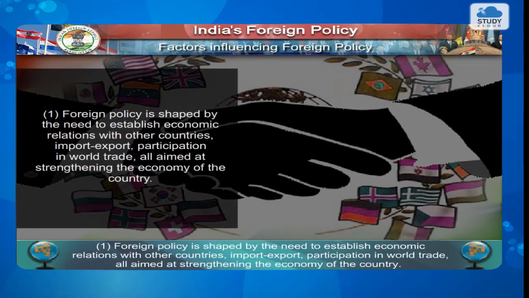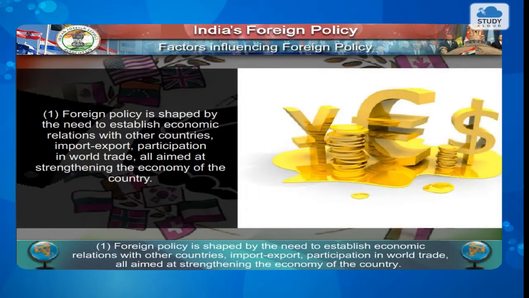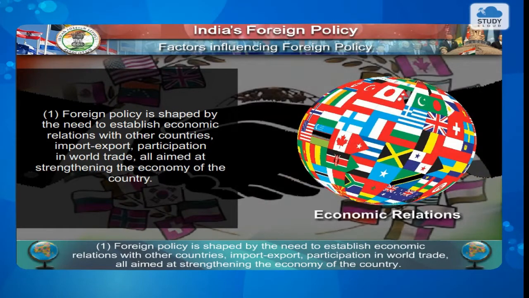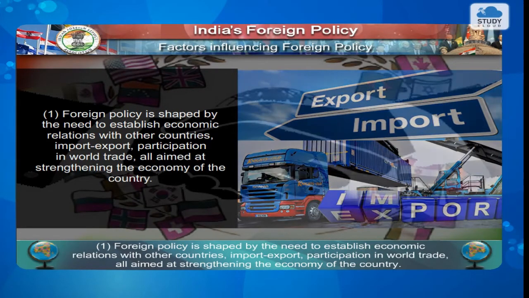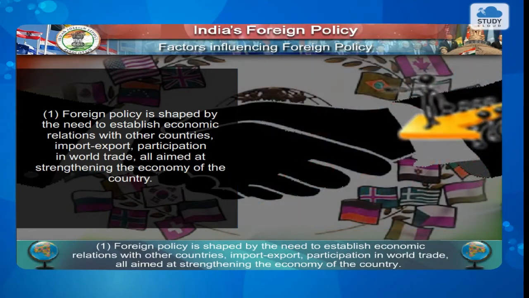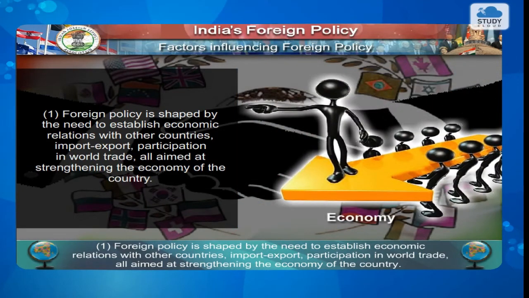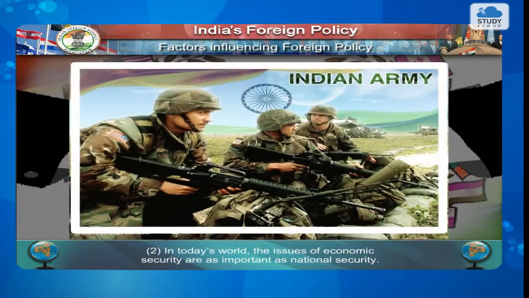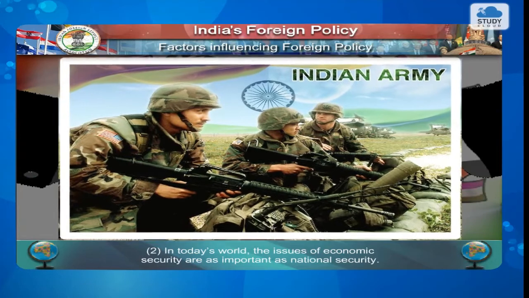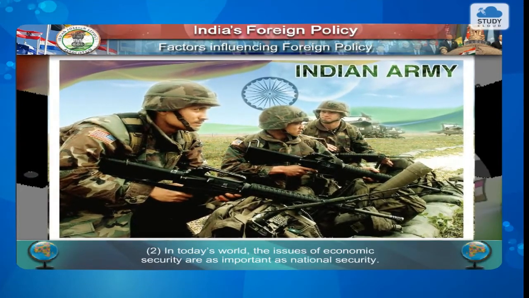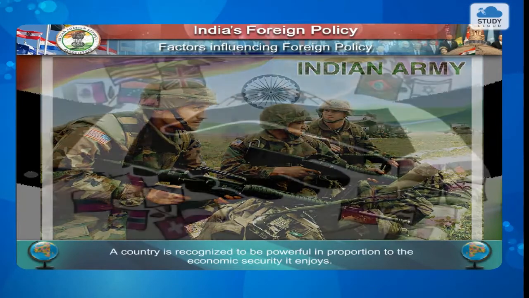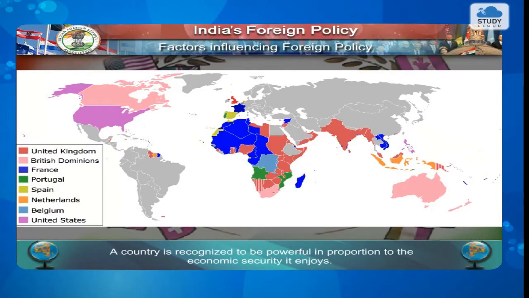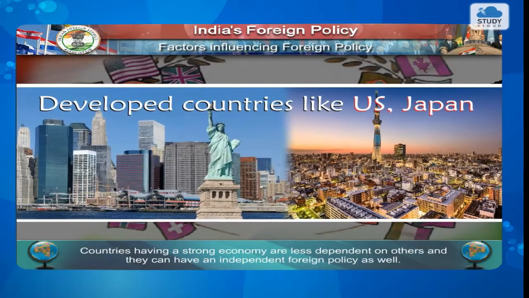1. Foreign policy is shaped by the need to establish economic relations with other countries, import-export, participation in world trade, all aimed at strengthening the economy of the country. 2. In today's world, the issues of economic security are as important as national security. A country is recognized to be powerful in proportion to the economic security it enjoys. Countries having a strong economy are less dependent on others, and they can have an independent foreign policy as well.